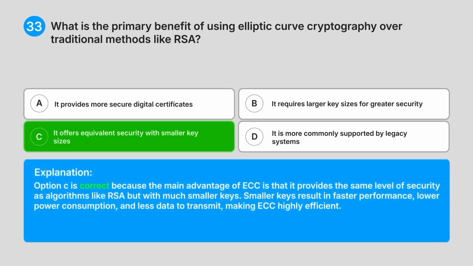Explanation: option C is correct because the main advantage of ECC is that it provides the same level of security as algorithms like RSA but with much smaller keys. Smaller keys result in faster performance, lower power consumption, and less data to transmit, making ECC highly efficient.